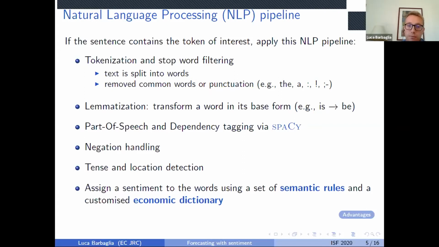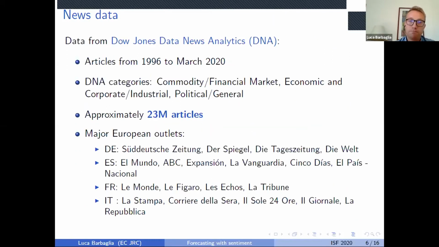Then we do things like negation handling, tense and location detection. Once we have this clean text, we are able to apply a set of semantic rules that will identify only the part of the text that relates to the token that we are interested in. And once we do that, we are able to attach to each word a sentiment based on our dictionary. Now, maybe these 2 slides were just a lot of words put together. So let's see an example of how we actually compute these sentiment indicators.